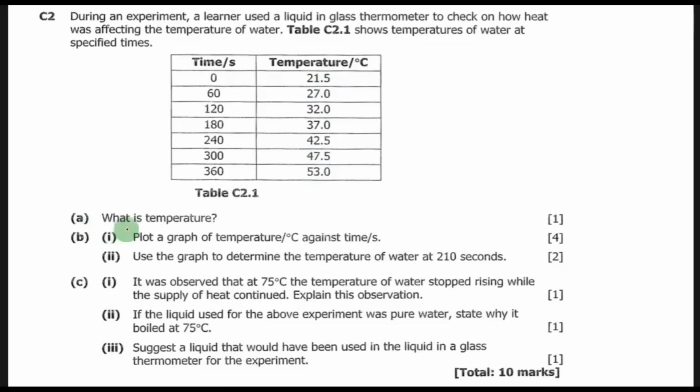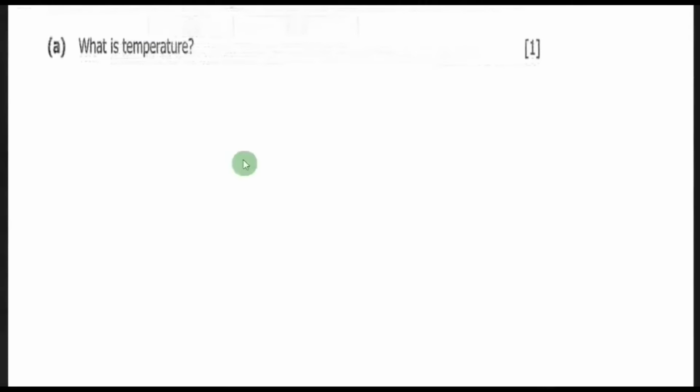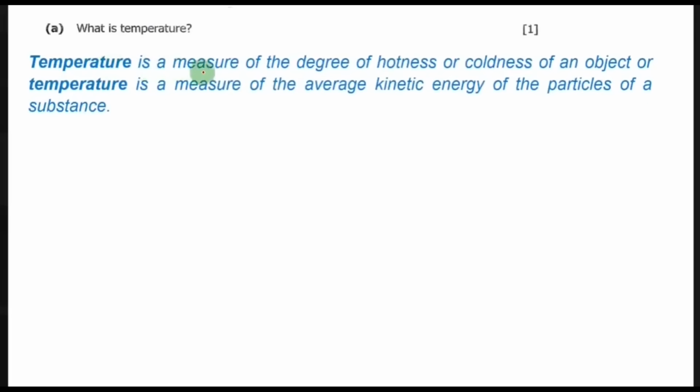Then A asks, what is temperature? Temperature is a measure of the degree of hotness or coldness of an object. Or, this second one is the more mature definition. This one is for the younger ones, and this one is for the elderly ones. So you can use this one, or equally this one. Temperature is a measure of the average kinetic energy of the particles of a substance. This is actually college level.